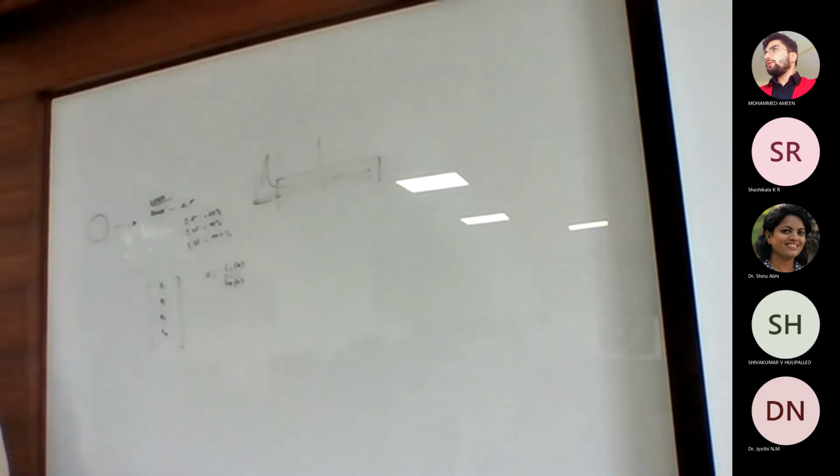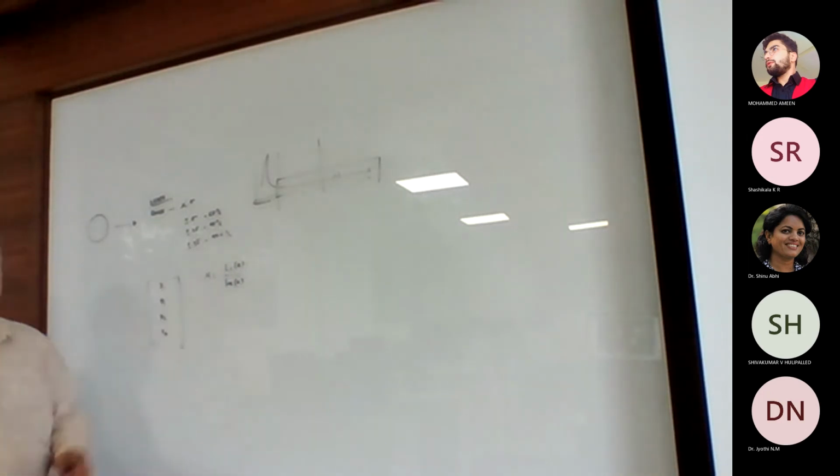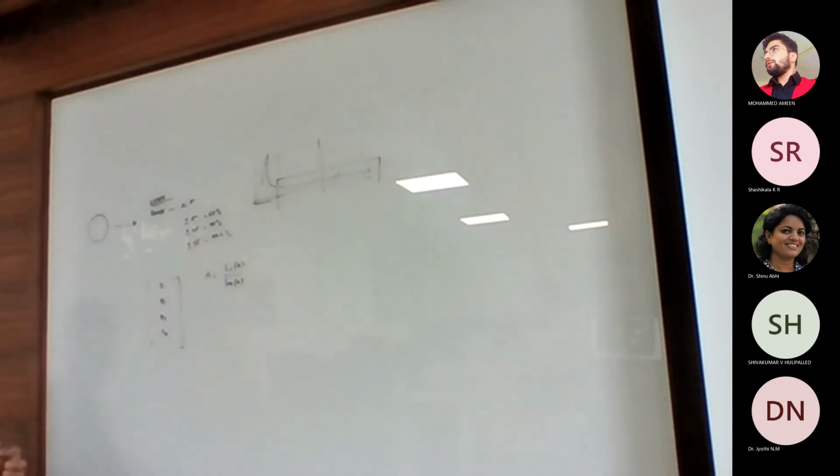L1 of A divided by length. Right? Now, mu is the mean, or average. Mean or average, right? I will get the mu.